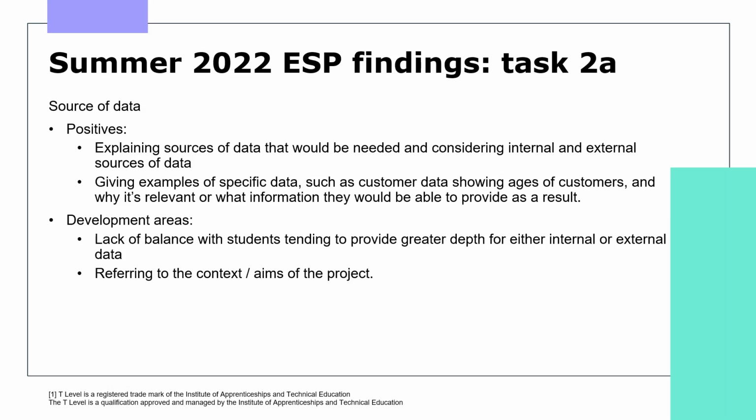Now, some of the findings from the summer Employer Step project was in relation to the selection and sourcing of the data. And the chief examiner found students were able to explain the sources of data needed and being able to give specific examples of data or information needed, and being able to explain why it's needed. But some areas for development were around a more balanced approach to the information, as some students were putting a bigger emphasis on either internal or external data.